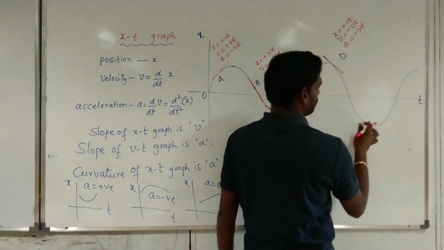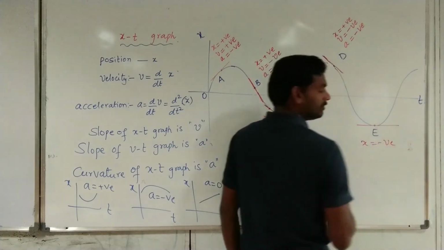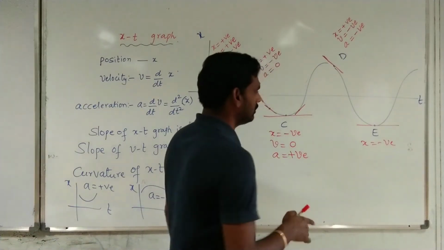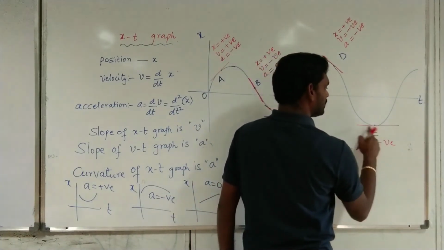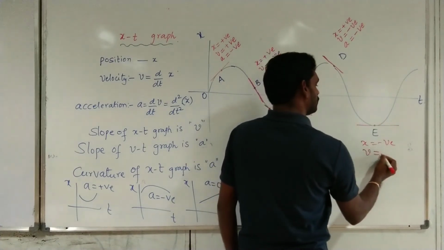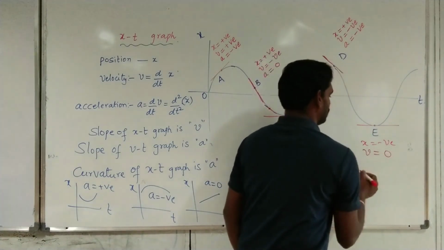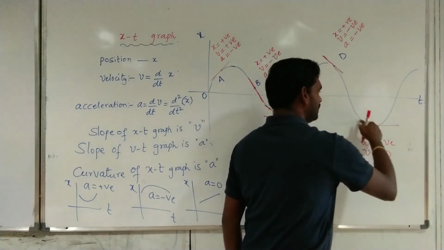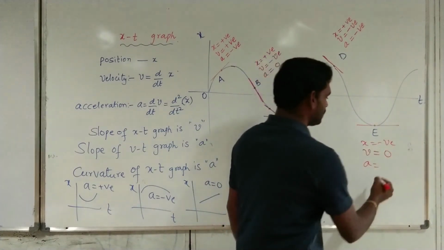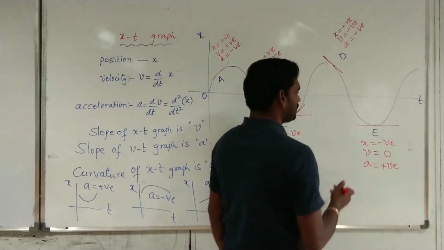At point E, position is negative, and draw a tangent. The slope of the tangent gives us velocity. The slope is equal to 0 here because this line is parallel to the time axis. So the slope of the x-t curve is equal to 0 at point E, so velocity is equal to 0. What about acceleration here? This curve is concave up, and concave up is nothing but positive acceleration. Again, positive acceleration.